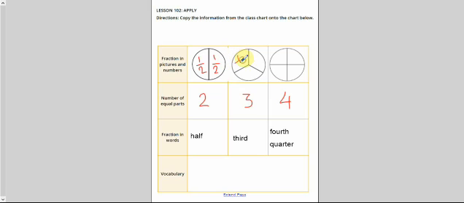1 out of 3, which is a third. And again, the number in the top is the numerator, number in the bottom is the denominator, and between them we have the fraction bar. 1 out of 4, and this is the last quarter, 1 out of 4.